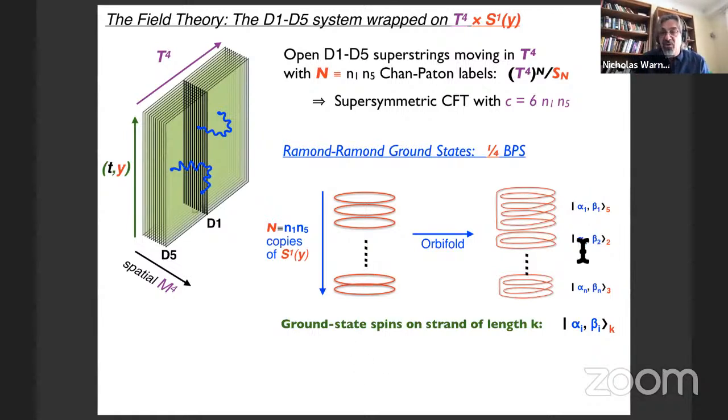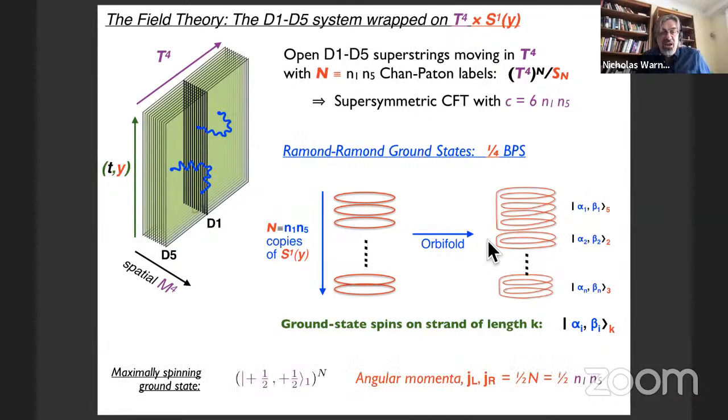And then each Ramond ground state has some spin labels, which I'm not going to go into in any great length. But there is one character that will play a major role here, which is the so-called maximally spinning string, which is the universal ground state. It has a large angular momentum. You put all the spins up in each string bit, and then you add them all up, and you get a very large angular momentum.